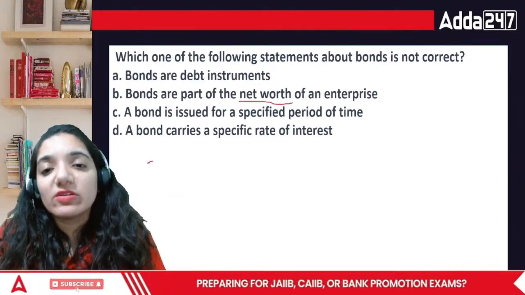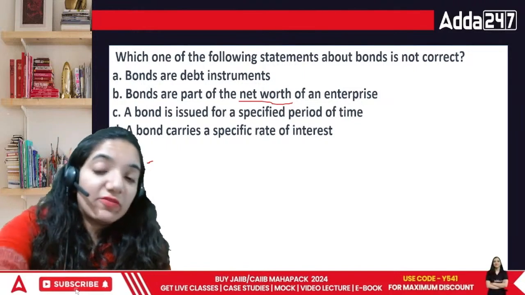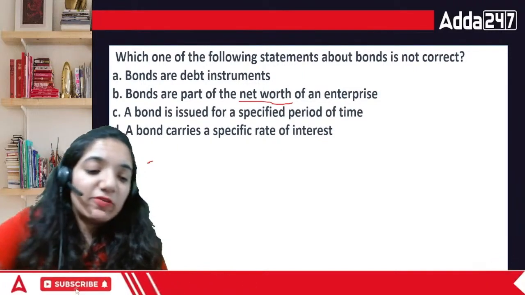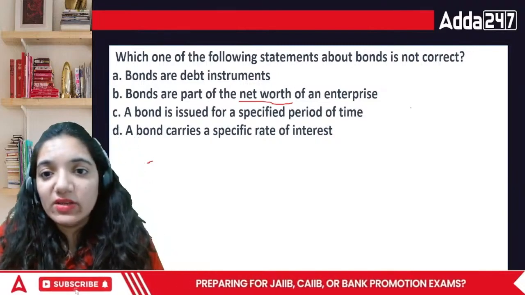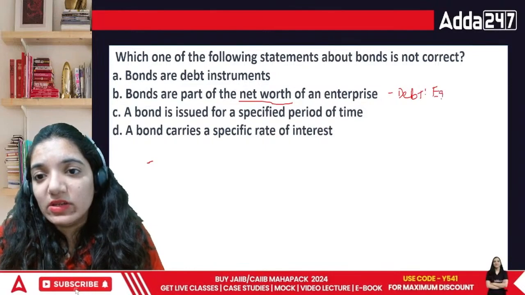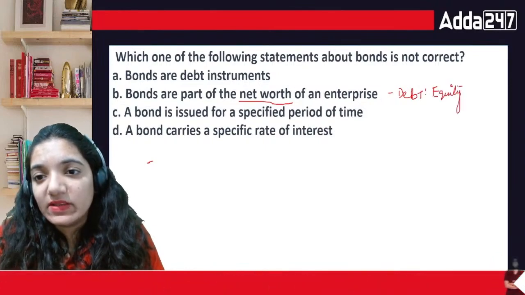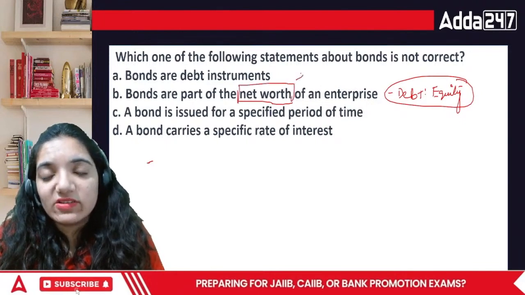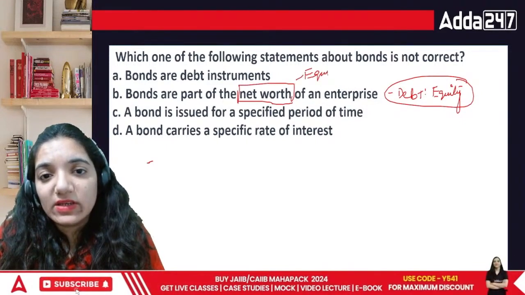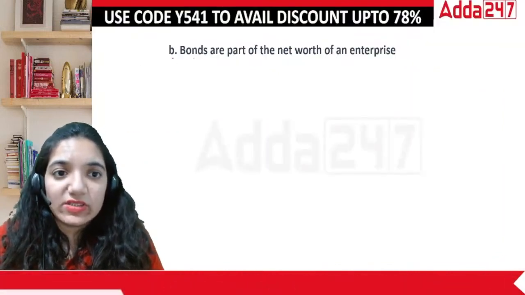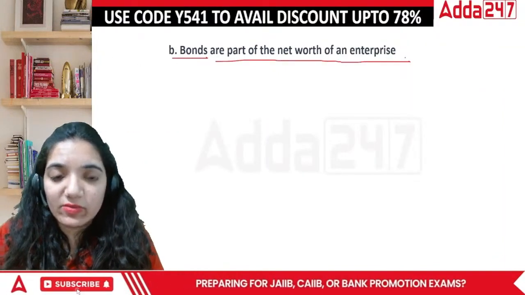Net worth is, if I ask you what kind of money do you possess? So when we talk about the net worth of an enterprise, in this case, it's going to be the area of debt to equity. In this case, net worth is related to pure equity. It has nothing to do with debt. So in this case, bonds are a part of net worth of an enterprise is the incorrect statement.